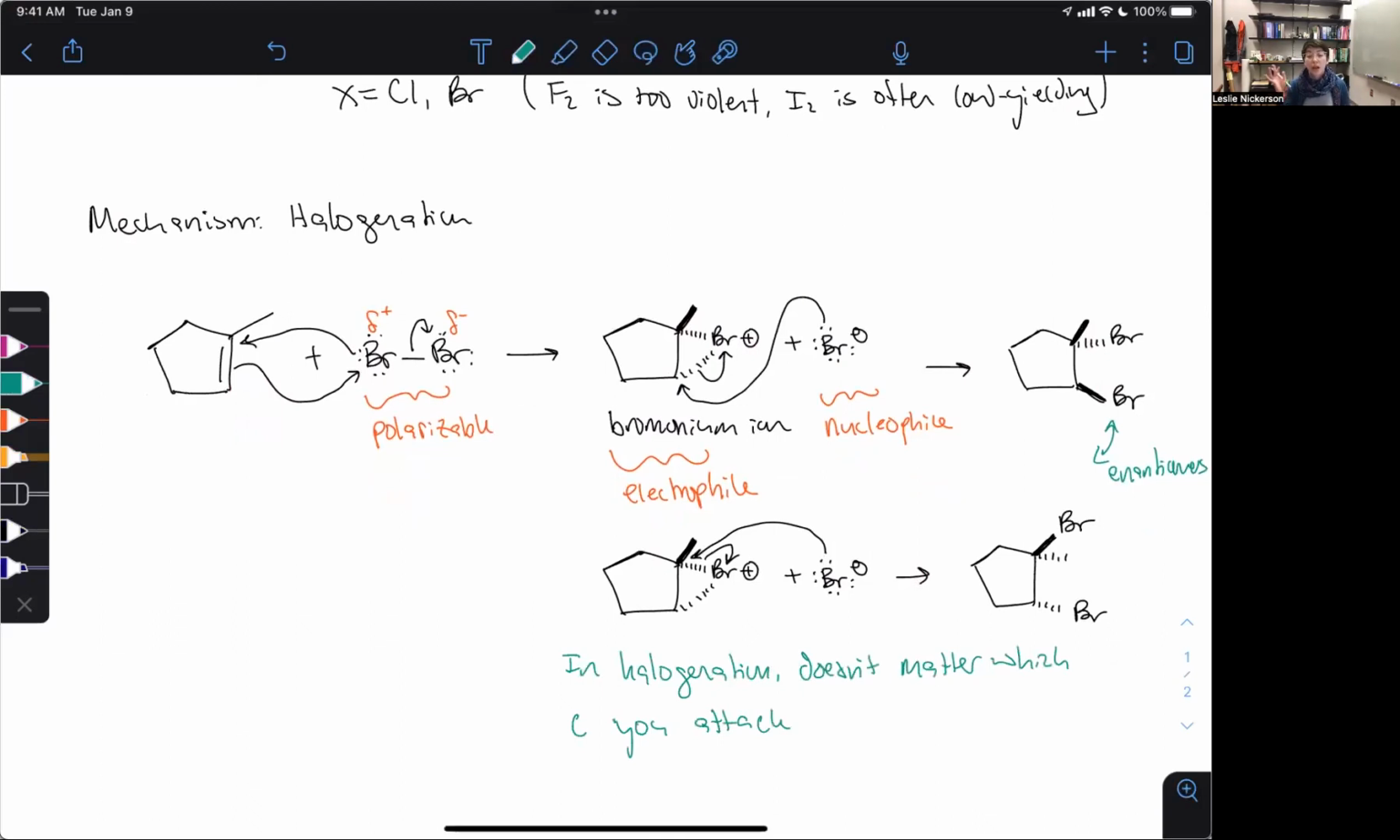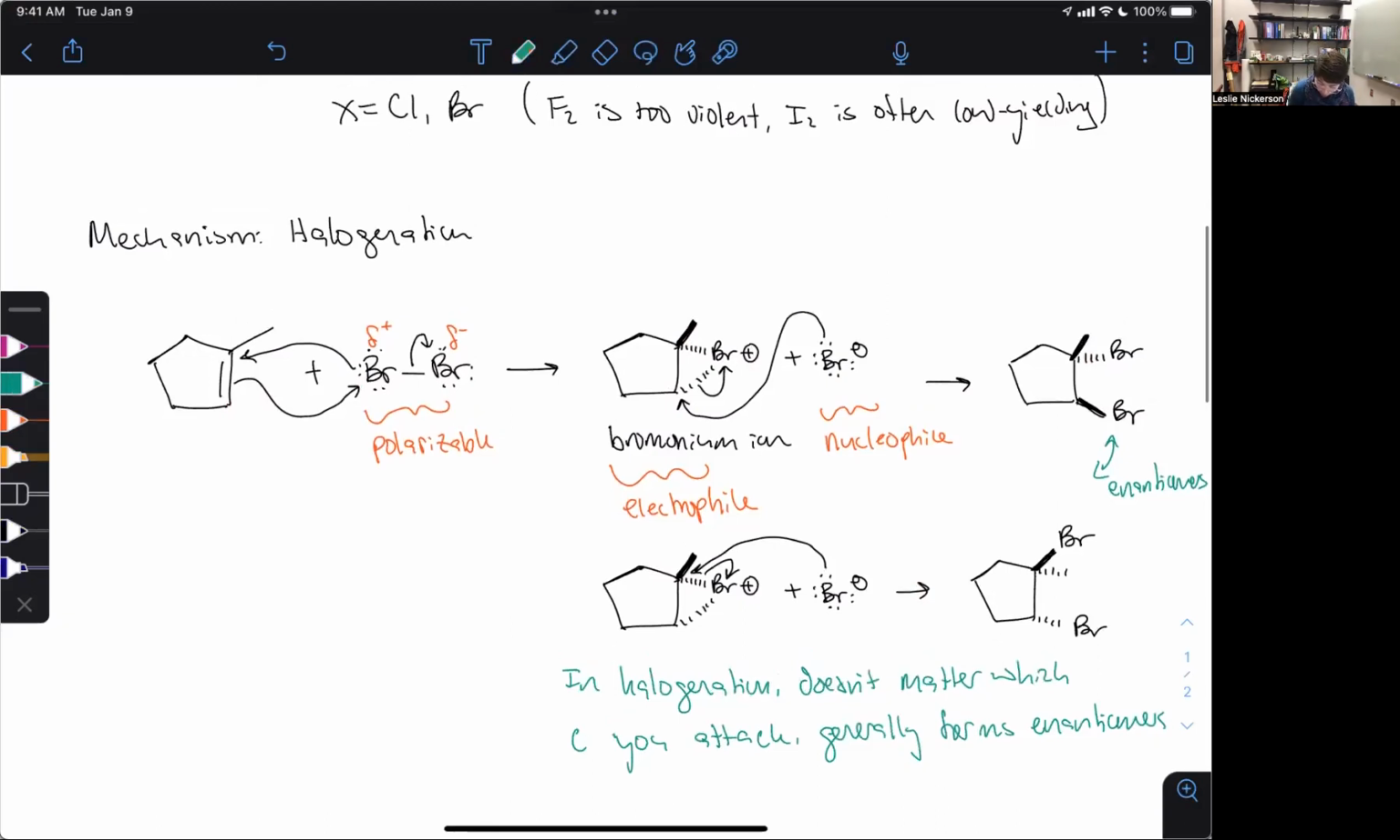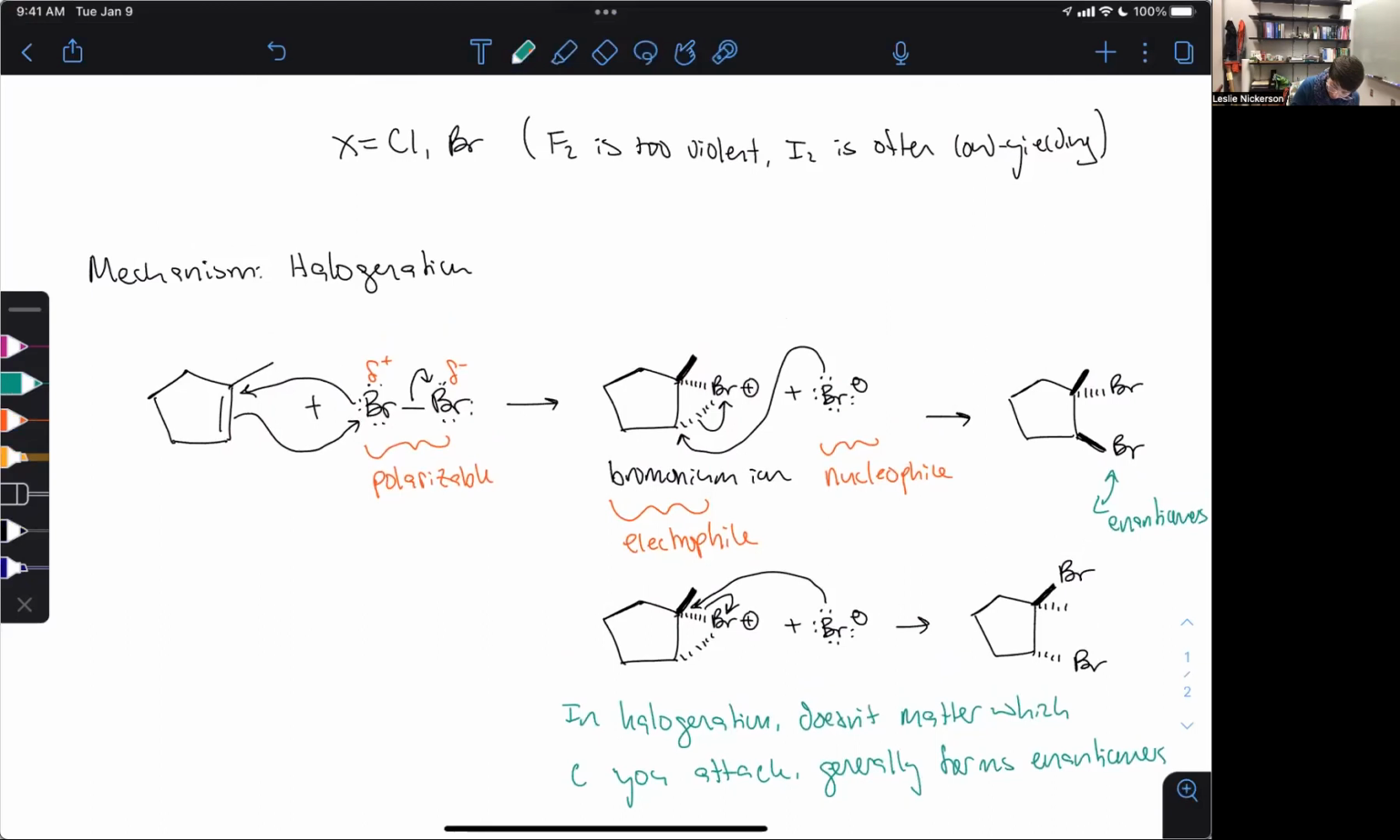Okay, so it doesn't matter which carbon you attack, and it's generally going to form enantiomers. That's definitely something you need to keep an eye out for, just in case there's something funky going on. But generally, you're going to see enantiomers come out of this, but not necessarily always. So the other thing we should talk about stereochemistry-wise is this.